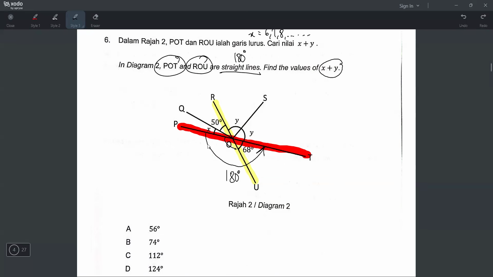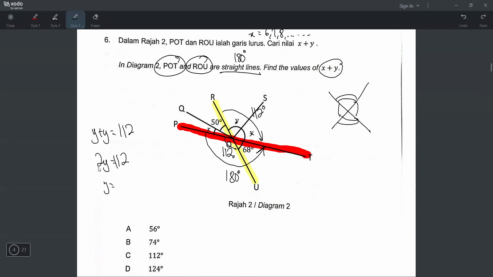180 minus 68, 112. And guess what? This is also 112, because if I give you an x here, this angle will be the same as this angle, and this angle will be the same as this angle. So this is 112 also, and you can see this is y and y added together. If this is y, this is also y. That means these two angles are the same size, that's why they are both called y. So y plus y gives us 112. So 2y is 112, and y is equal to 112 divided by 2, and you get 56.